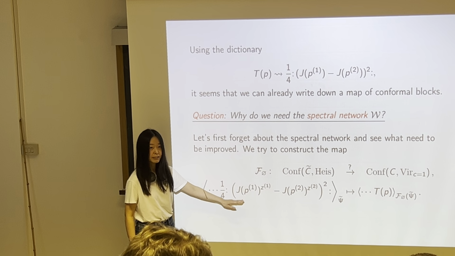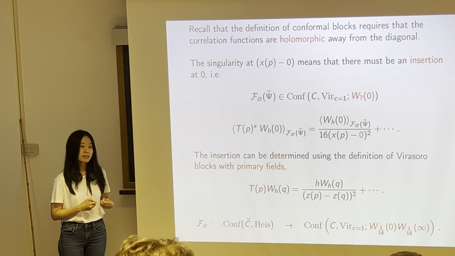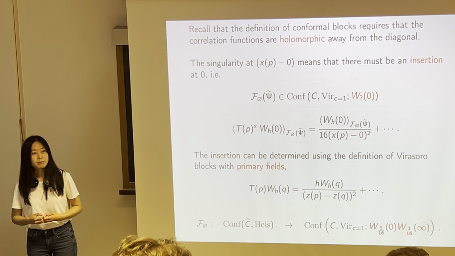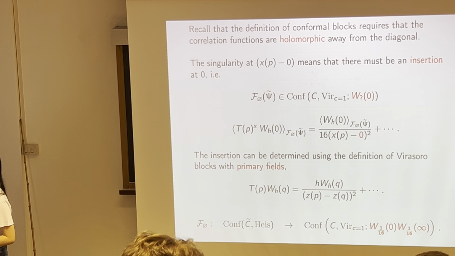So up to this point, you might figure that there is a problem, because we require that for the correlation functions in the conformal block, they should always be holomorphic if there are no insertions at the same point. And here we just have one insertion, this T_p. So there should not be any singularity at all. But we do see this singularity at x equals 0. So this means that there must be an insertion at this point 0.